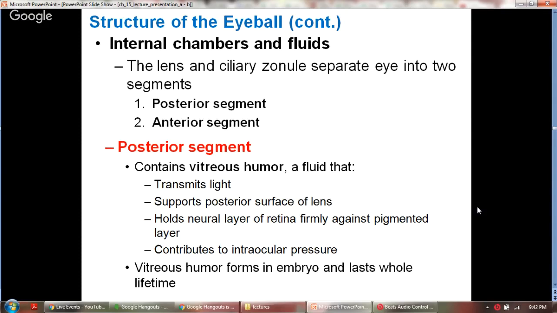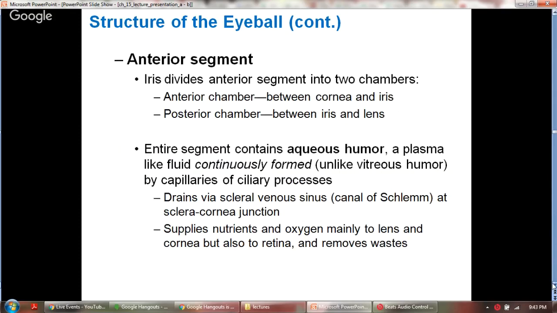Let's look at the other structures of the eye. Let's look at the two chambers, the internal chambers and the fluids of it. The lens and the ciliary zonula separate the eye into two segments, the posterior segment and the anterior segment. The posterior segment contains vitreous humor, a fluid-filled cavity which transmits light, supports the posterior surface of the lens, and also contributes to the intraocular pressure. The vitreous humor forms in the embryo and lasts the whole lifetime of an individual.